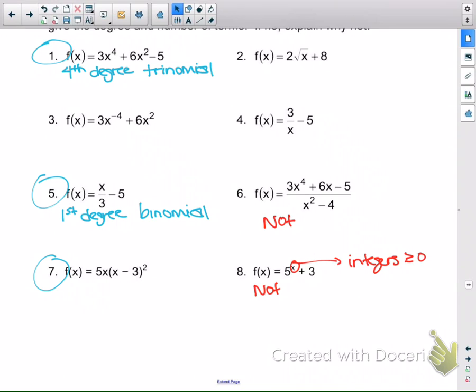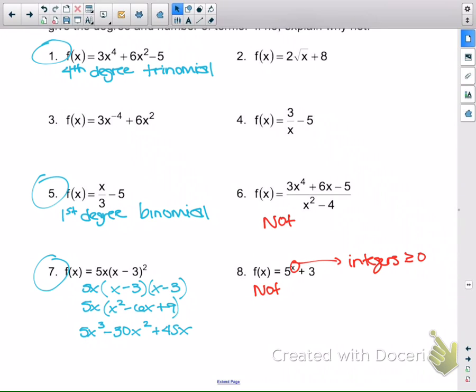Now, ones like 7, we have to be careful before we name them, and why is that? Because it's in factored form. You can only tell me the degree and number of terms once it's written out fully, multiplied out. So in order to get degree and number of terms for 7, what do I have to do with this? FOIL it. So first I FOIL x minus 3 times x minus 3. This gives me x squared minus 6x plus 9. Then I distribute my 5x, which gives me 5x cubed minus 30x squared plus 45x.